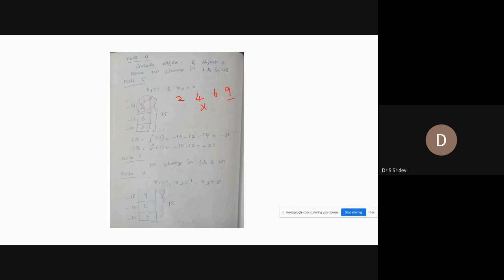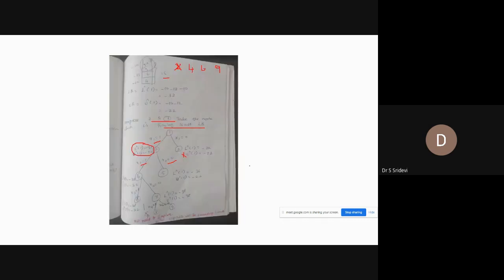For the lower bound calculations, you have to consider all three values. For the upper bound, you have to consider only these two values alone. This value is reflected in the previous graph. See here, the lower bound value is equal to minus 6, the upper bound value is equal to minus 22. Again you have to take the node that has the least lower bound value. So node 4 is getting selected.